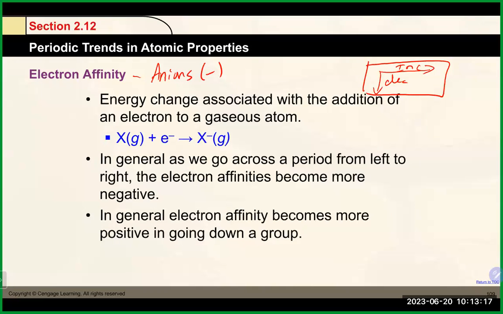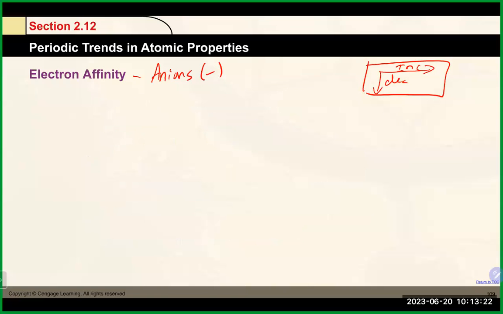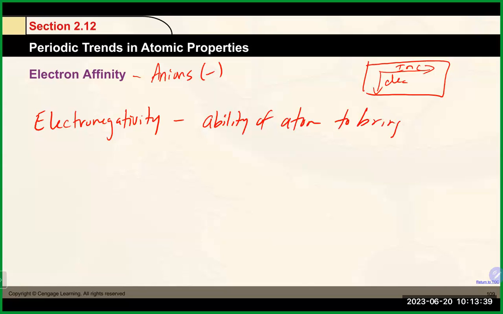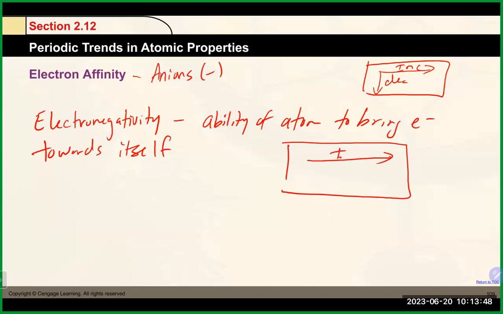Now, let me just talk about this maybe here. Sometimes confused with this is what is referred to as electronegativity. And electronegativity is the ability of an atom to bring electrons towards itself. And on the periodic table, it increases as you go up and to the right and decreases as you go down.